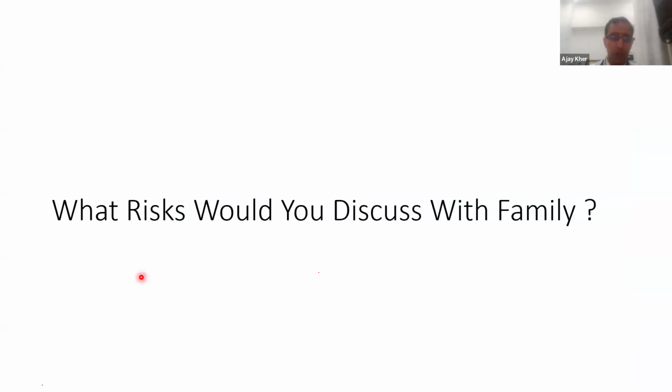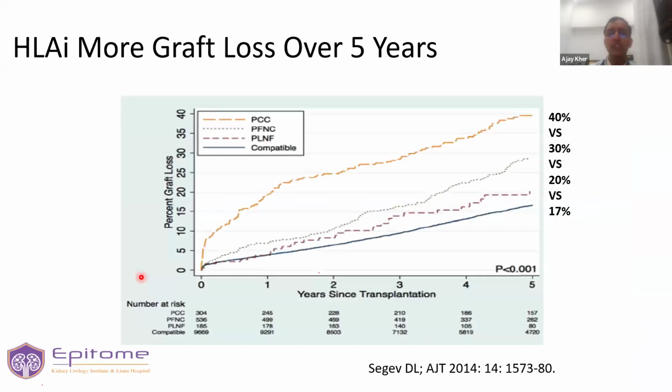or a third transplant. So if you're planning a desensitization or taking forward with someone who has HLA antibodies, what should you discuss with the family? So again, this is something from Dr. Seghi's paper in 2014, where he looked at multiple centers who were doing CDC crossmatch positive transplants and desensitizing them. And so this is graft loss, and we'll get to antibody rejection, which we looked at before as well.